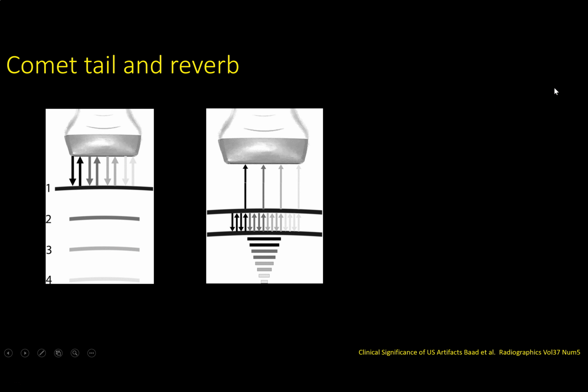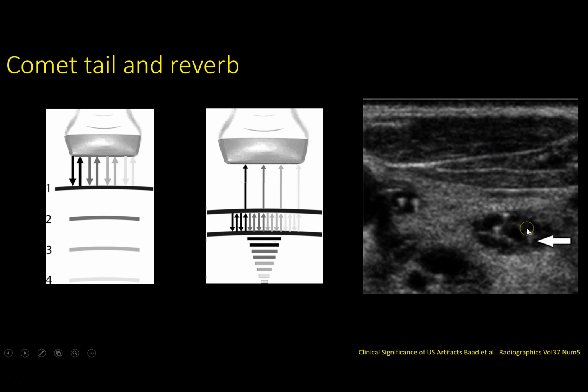Comet tail is a special subtype of reverb artifact caused by highly reflective interfaces that are very close together, such as one can see with colloid. The delayed echoes are much more attenuated, resulting in decreased amplitude and width. And this gives a triangle shape. Comet tail artifact can be seen with colloid, as can be seen here.